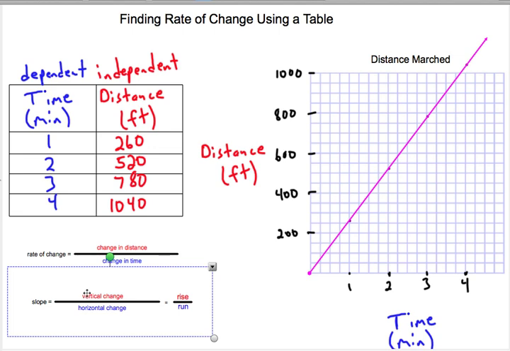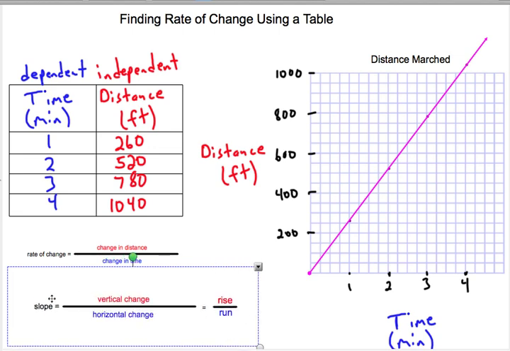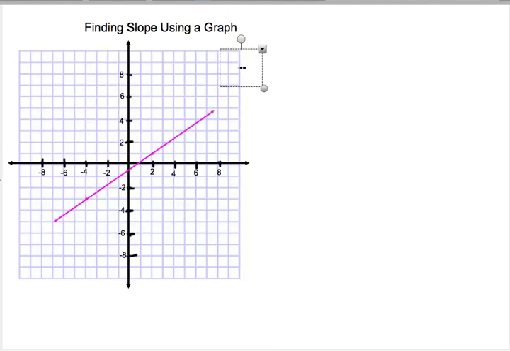So rather than call it the rate of change every time when we're working on a graph of a problem, we call it the slope, which is the vertical change, how high the point is from one point to the next point, over the horizontal change, which is the left-right movement. And we call that rise over run. So we'll see how that applies.